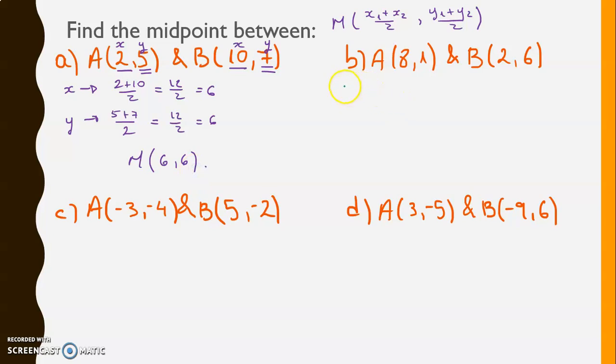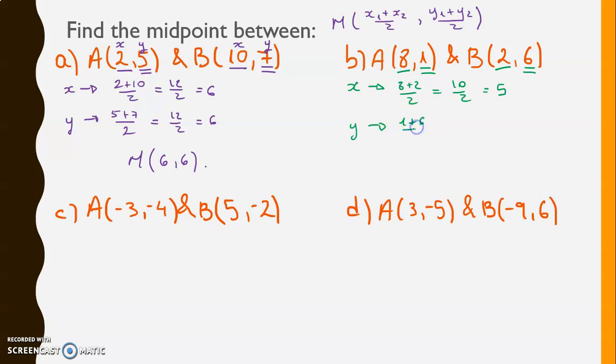Now feel free to pause the video and try these examples yourselves. Okay, let's go ahead and do B. I'll use green to just differentiate between the examples. So again, we have the mean of the x coordinates, 8 plus 2 over 2, which is 10 over 2, and that's 5. And then the y coordinate will be the mean of the y coordinates of A and B.